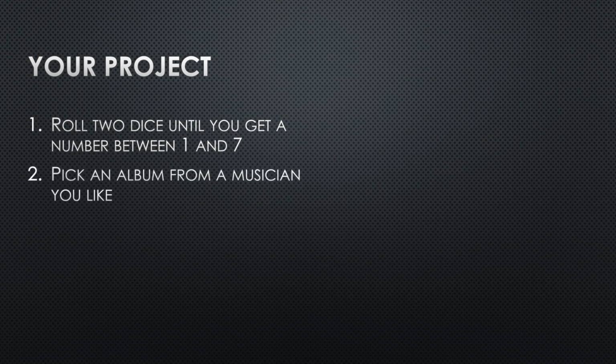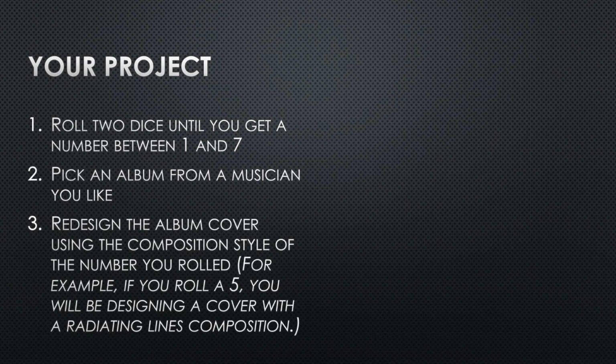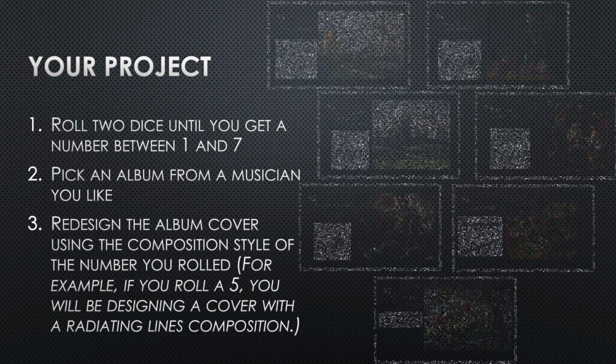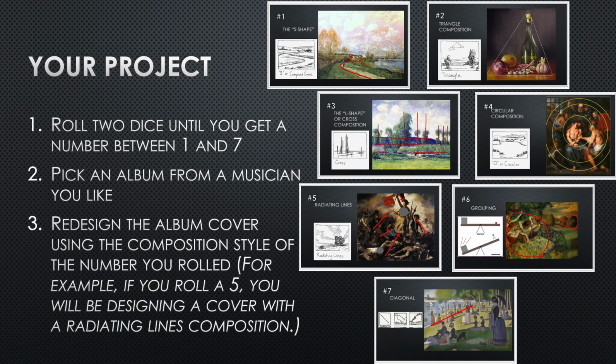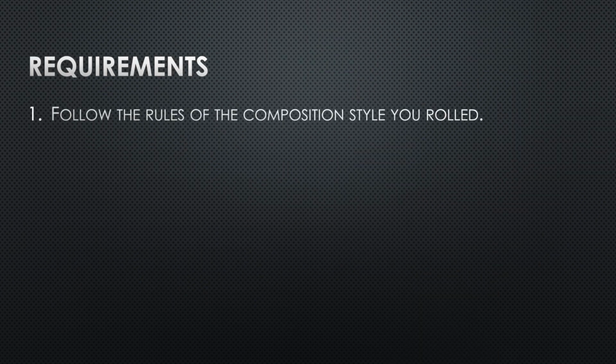Then I want you to pick an album from a musician that you like, so any album, any musician, totally up to you, and redesign that album cover using the composition style of the number you rolled. So in that example I said if you rolled a 5, you'll be designing a cover with a radiating lines composition. So whatever number you rolled between 1 and 7, you have to use that composition style for your redesign of the album cover. There are some requirements. Follow the rules of the composition style you rolled. Make sure you're following those rules so that you're actually practicing the skills of creating those compositions.